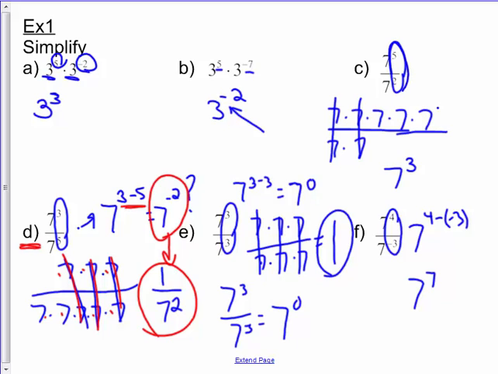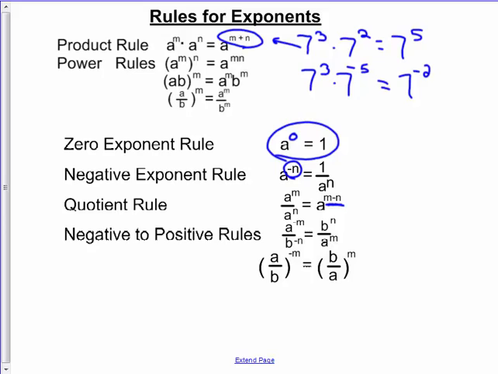Quotient rule, I can subtract. So just like I did in E, just like I did in C, just like I did in D, I can subtract these. 3 minus 5 is negative 2. Or in C, 5 minus 2 is 3. And then it's 7 to the third. I don't necessarily have to write it out and expand it and then cross them out. I can just subtract here.